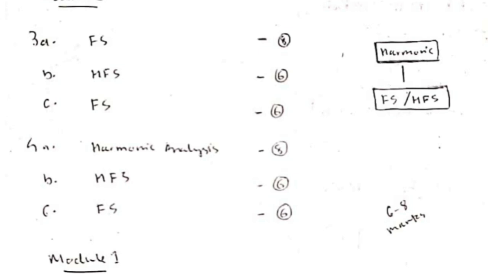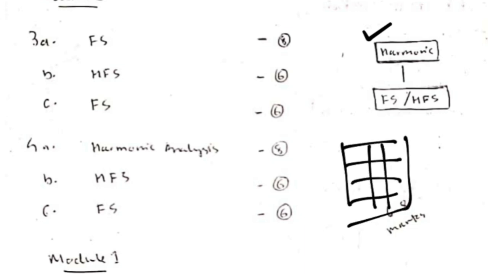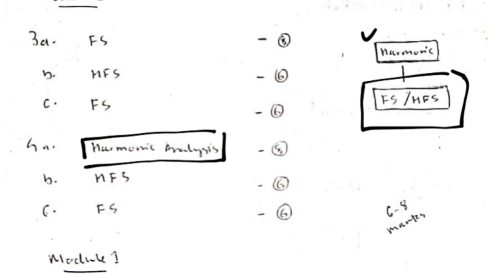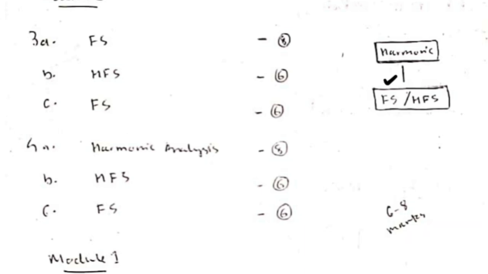So what I suggest you is to do harmonic analysis. You have to draw a table and remember some formulas. It's very easy. So if you know harmonic analysis, even if you don't know Fourier series and half range Fourier series, you can just attempt the harmonic analysis part and get 6 to 8 marks from there. Okay, and if you have time, you can go with either Fourier series or half range Fourier series.